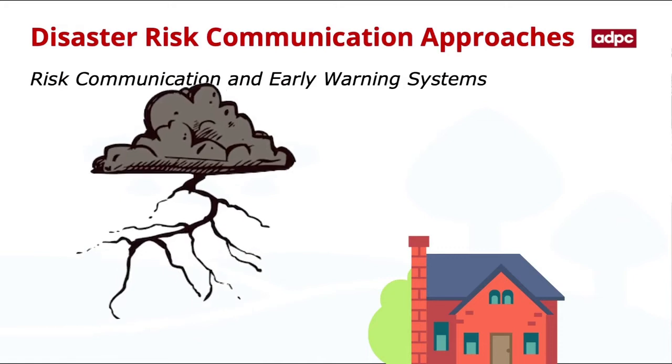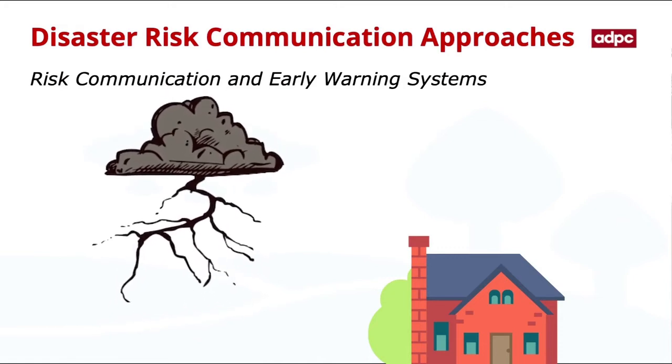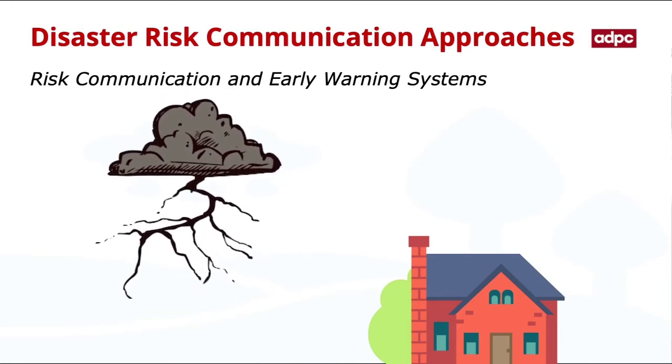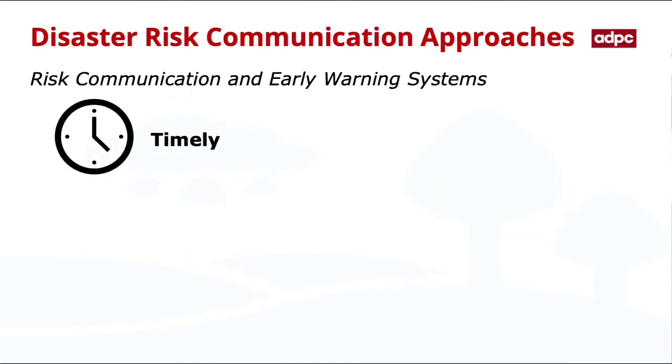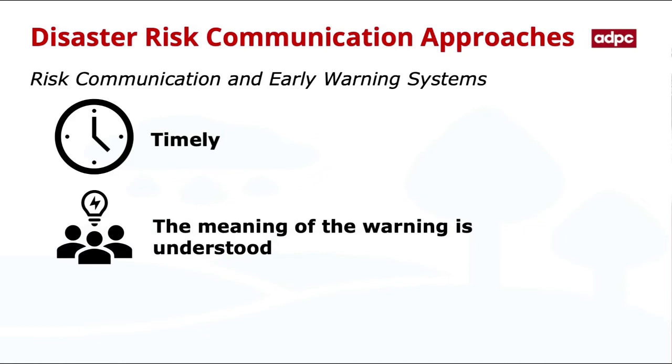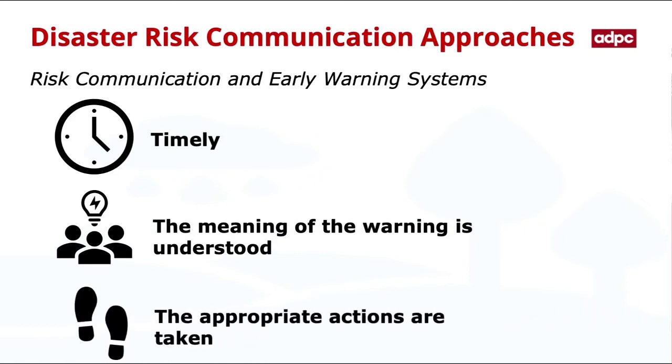Now, let's look at risk communication and early warning systems. Risk communication is a vital component of disaster risk reduction, especially in the design of early warning systems. Early warning systems are designed to prevent hazards from turning into disasters. However, early warning systems can only protect people if warnings are received in a timely manner, the meaning of the warning is understood, and the right actions are taken. Risk communication is therefore an essential component in early warning systems.